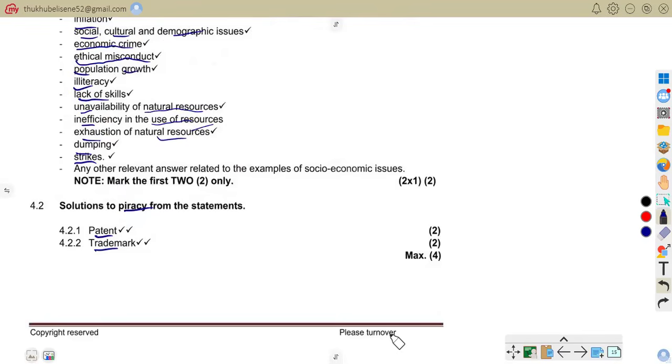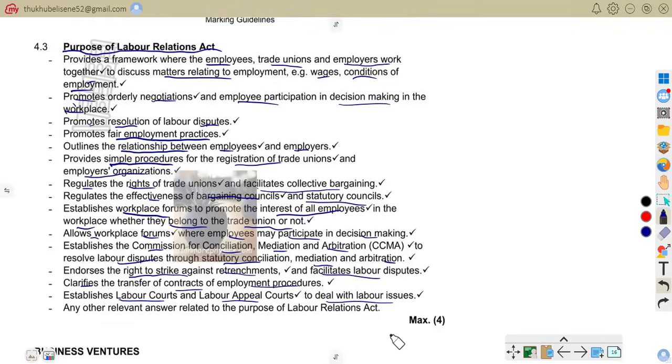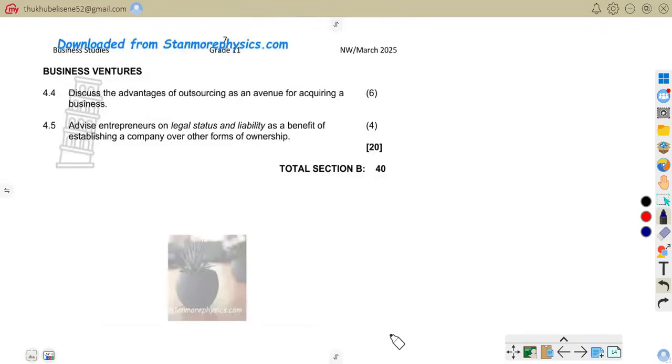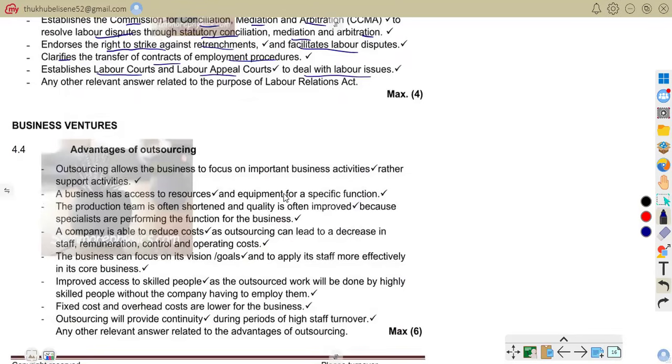So now we are to be on 4.4. Discuss the advantages of outsourcing as an avenue for acquiring business. So now we are to attend to that question. 4.4, advantages of outsourcing.